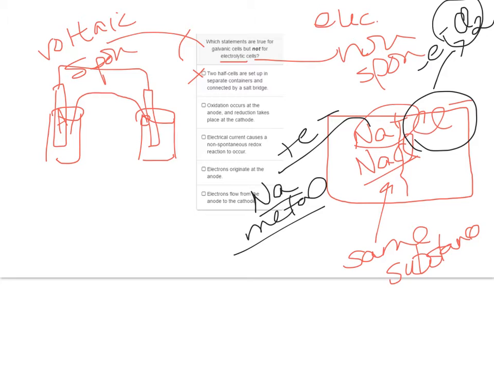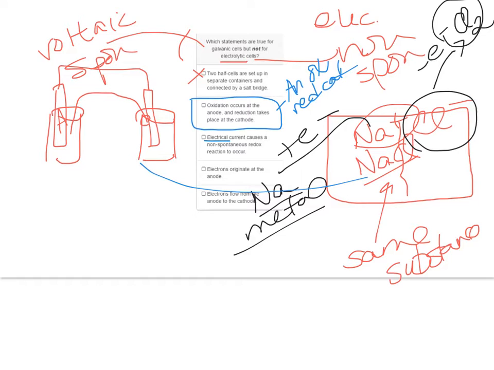The rest of them, it's also helpful to note, are the same for both. So oxidation occurs at the anode and reduction occurs at the cathode for both types of cells. So our little mnemonic, an ox chased a red cat, works for both types of cells.